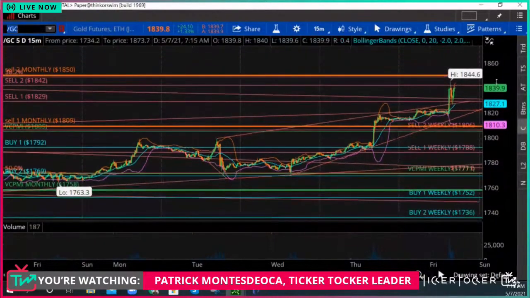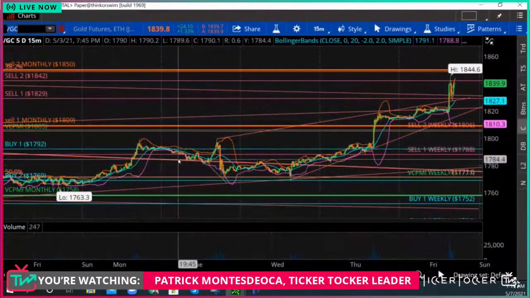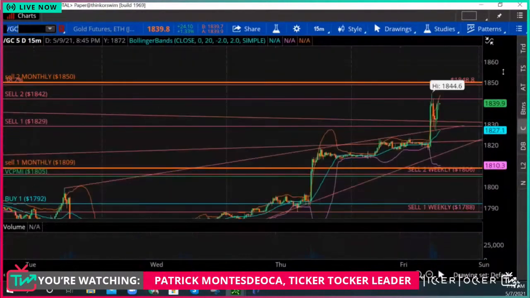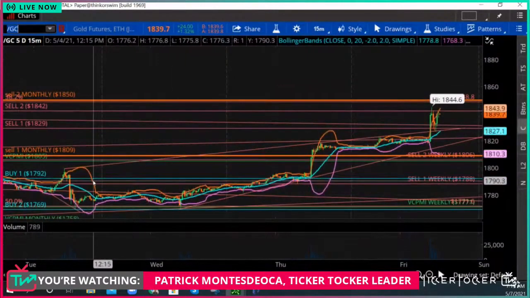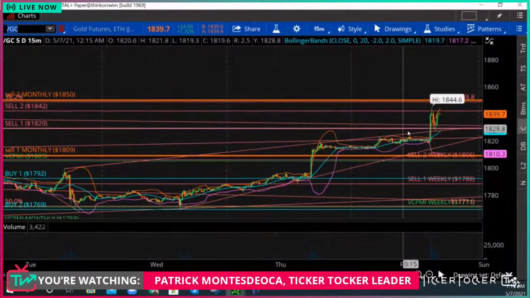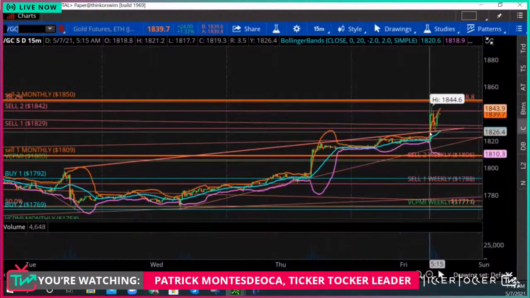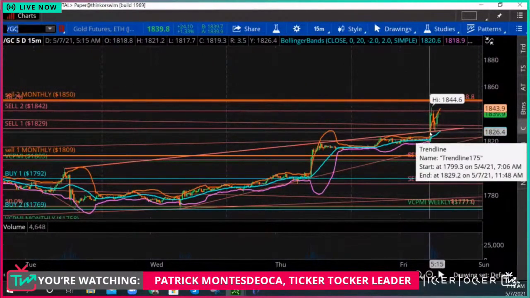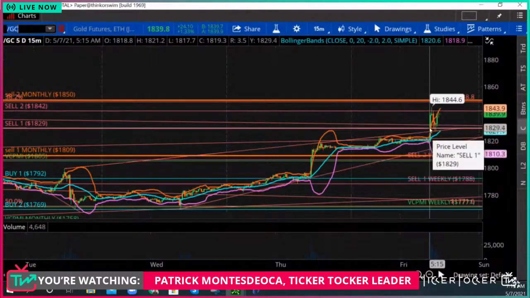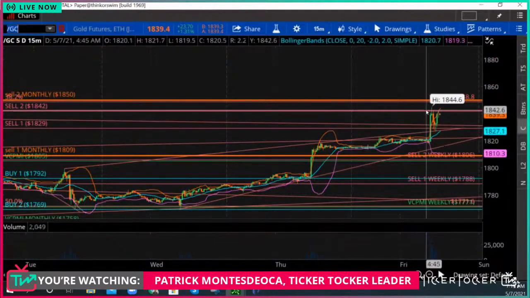So why don't we take a look at that and see for gold what it is saying here. First of all, the market broke out of this ascending channel that I pointed out. And by breaking out of this channel, it met the target of 1829, which was the daily sell one level, and 1842 for today.